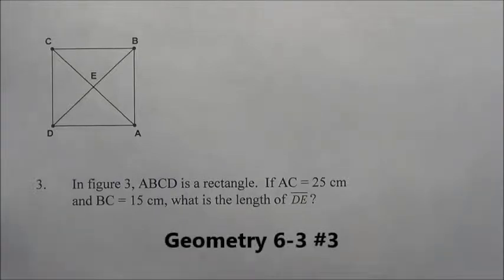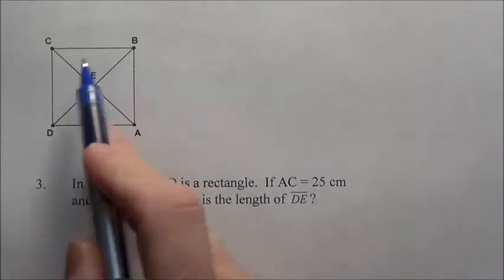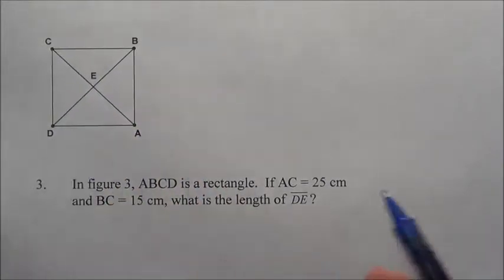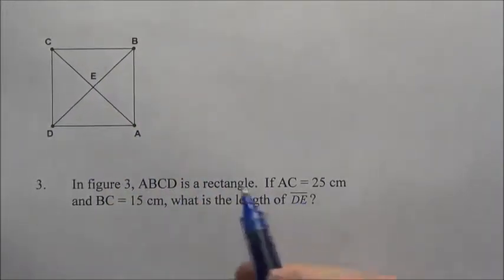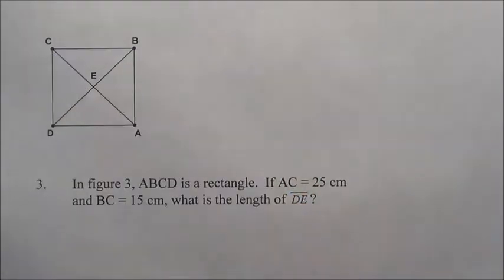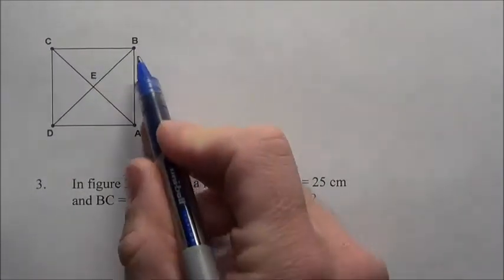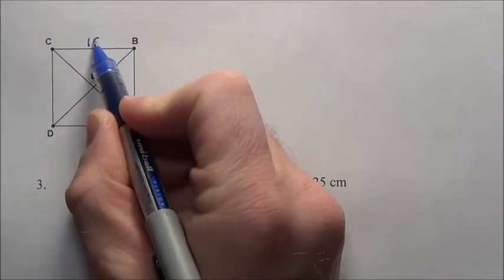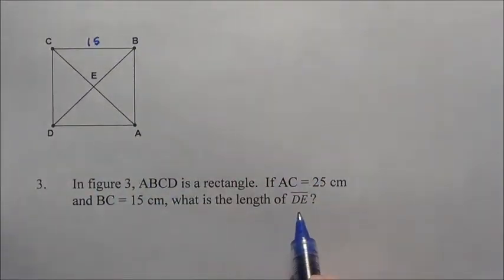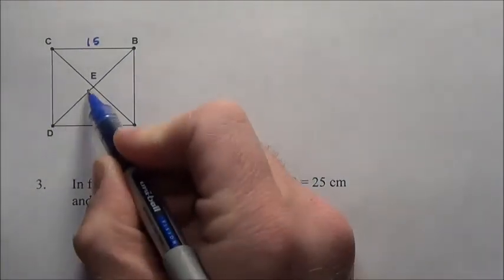Problem 3. It says in figure 3, ABCD is a rectangle. Now, it looks like a square, but it's a rectangle. If AC is 25, so A to C is 25, and B to C is 15, I'm going to label that right there, what is the length of D to E? So it wants to know the length from here to here.